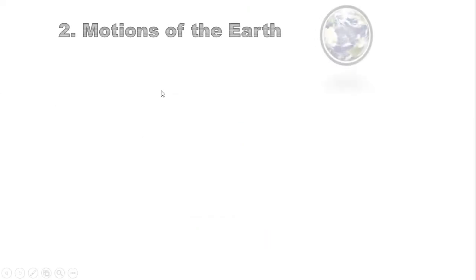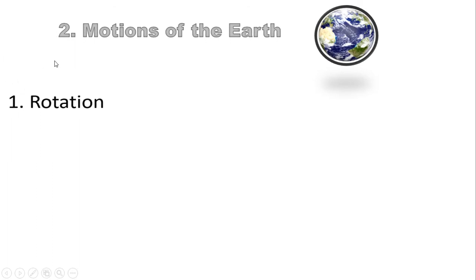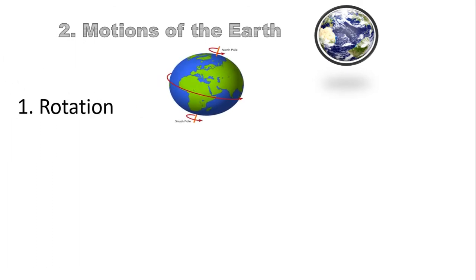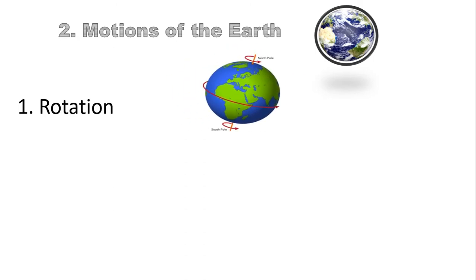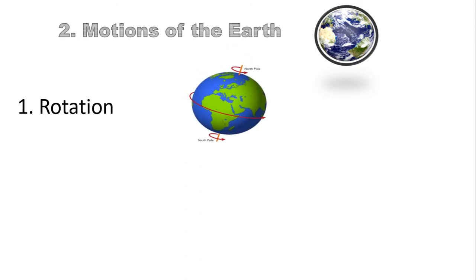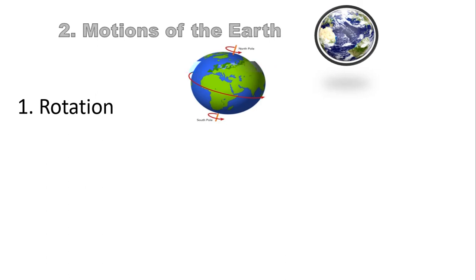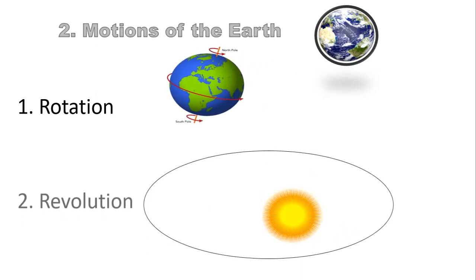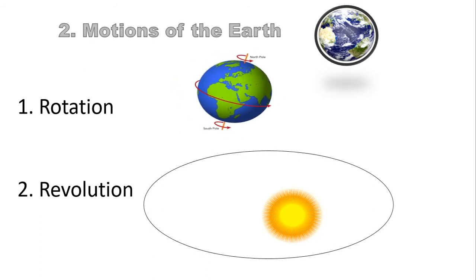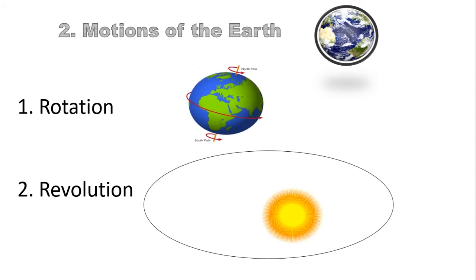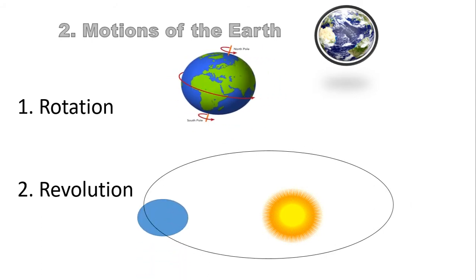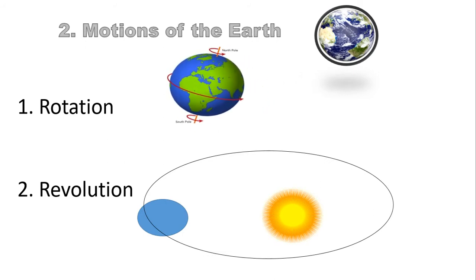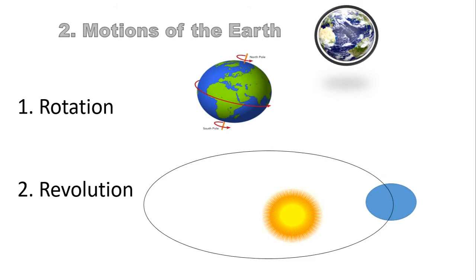Motions of the earth. Number 1, rotation. Turning of an object around itself about a certain imaginary line is called rotation. Number 2, revolution. Cycling of the earth around the sun is called the revolution of the earth.